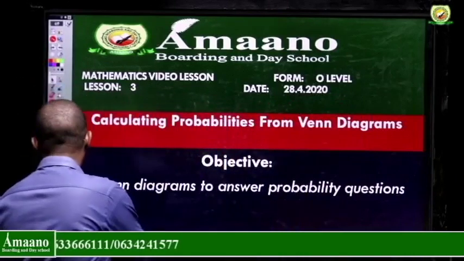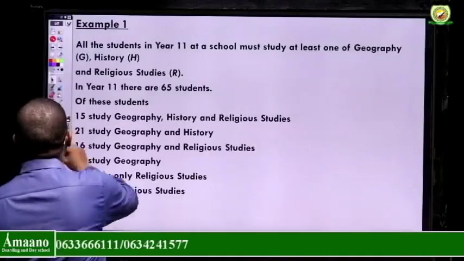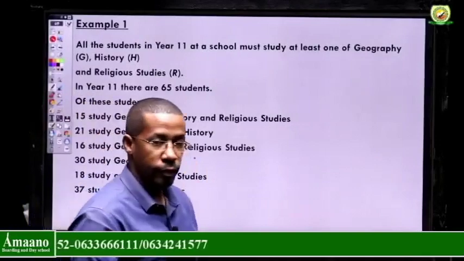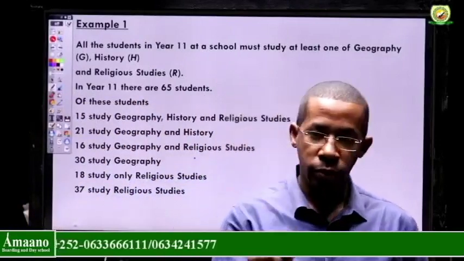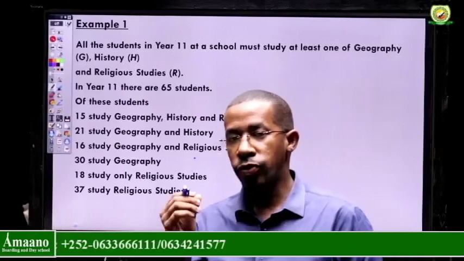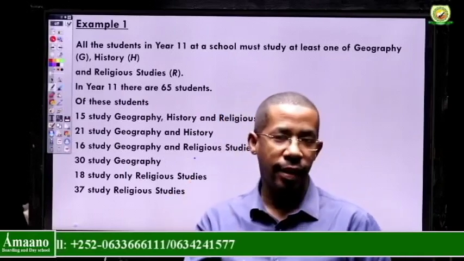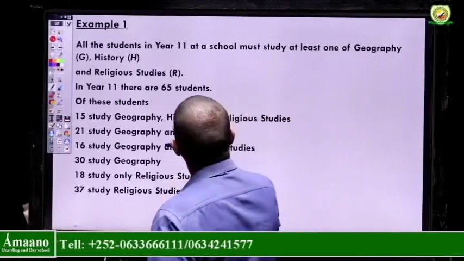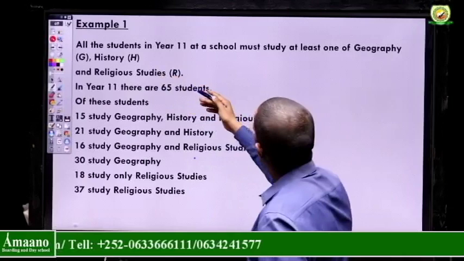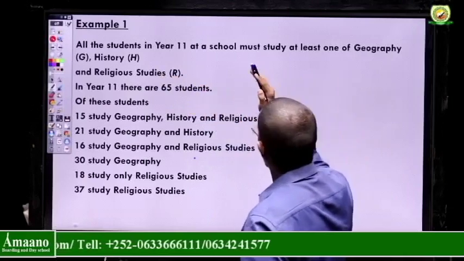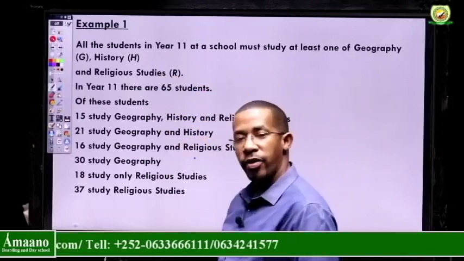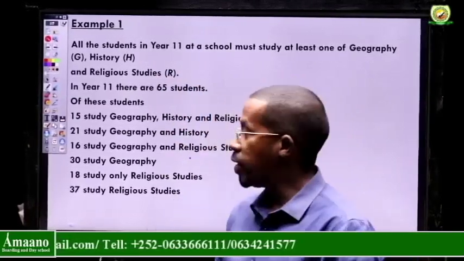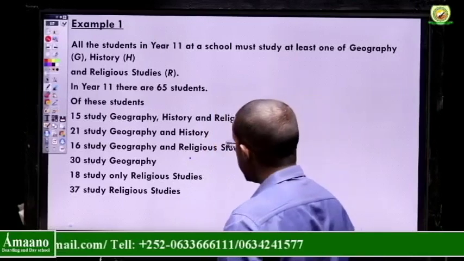Okay. You may find a problem like this, where you're going to do probability, but you need to draw a Venn diagram to help you answer that question. Now, in this question, we are told that all the students in year 11 must study at least geography, history, and religious studies. So there are three options: geography, history, and religious studies. Okay?